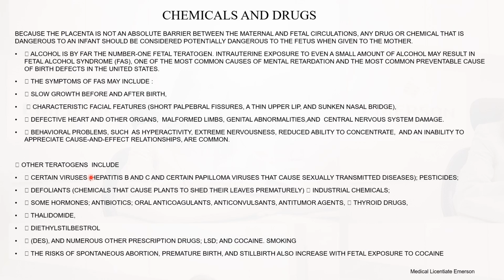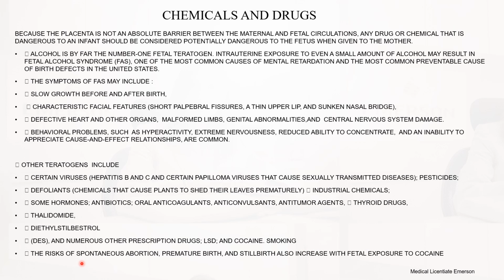Then we can also have other teratogens, which include certain viruses, so hepatitis B and C, and certain papillomaviruses that can cause sexually transmitted diseases. Also, pesticides are also common. Then you can also have defoliants, which are chemicals that cause plants to shed their leaves prematurely. Then you can have industrial chemicals as well. Then also some hormones, antibiotics, oral anticoagulants and anticonvulsants, anti-tumor agents, thyroid drugs, thalidomide, diethylstilbestrol. Then you can also have numerous other prescription drugs. Okay, and LSD, cocaine, and even smoking.